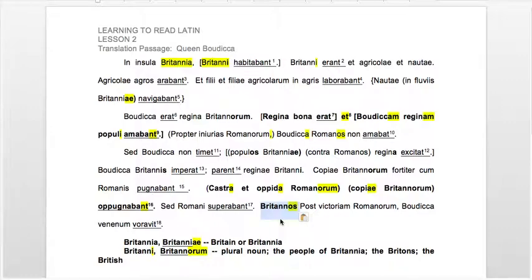So those were the big problem areas that most of you had with this. If you have corrections that you would like to make, please make those, resubmit your translation, and I will take a look at it.